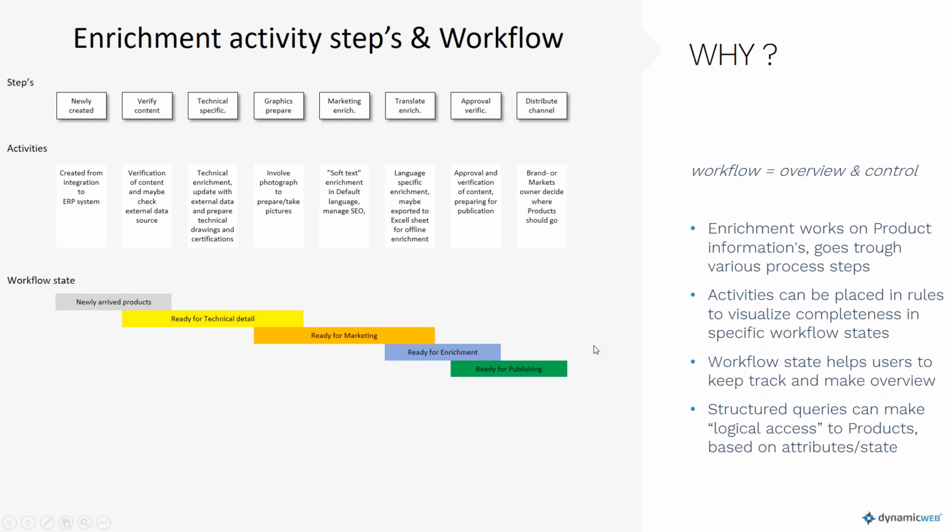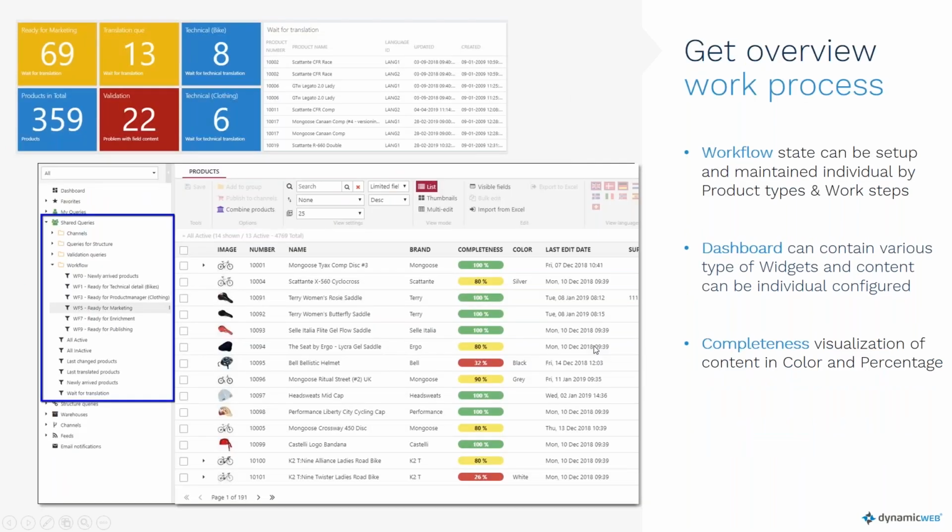Now let's take a look at it. This is an example of our overview. At the top, you can see an example of a dashboard indicating how many products are in a certain state. And at the bottom, you can see a screen of the different queries that give me the products that are in that particular state. In this one, I have marked my ready for marketing.